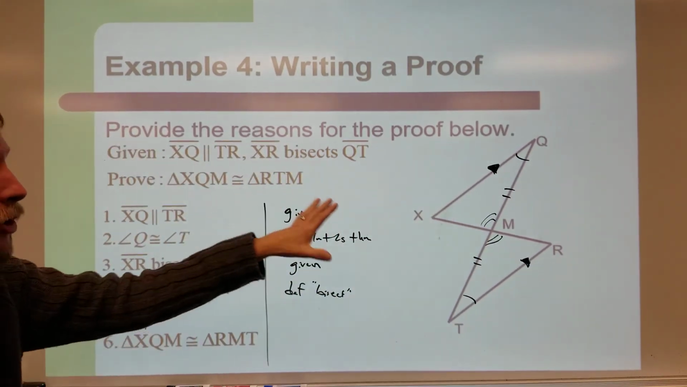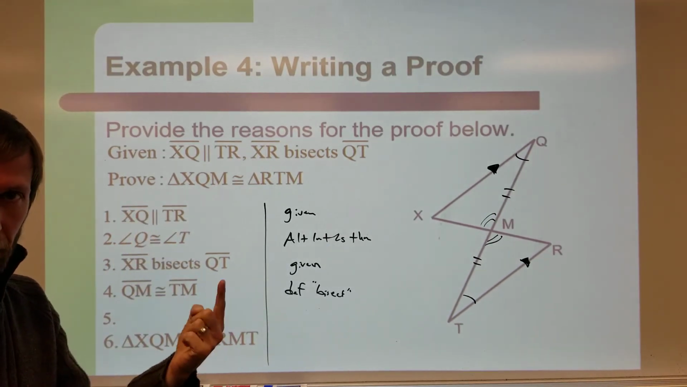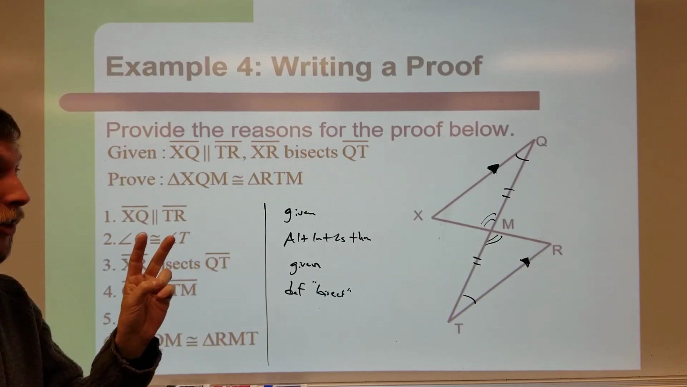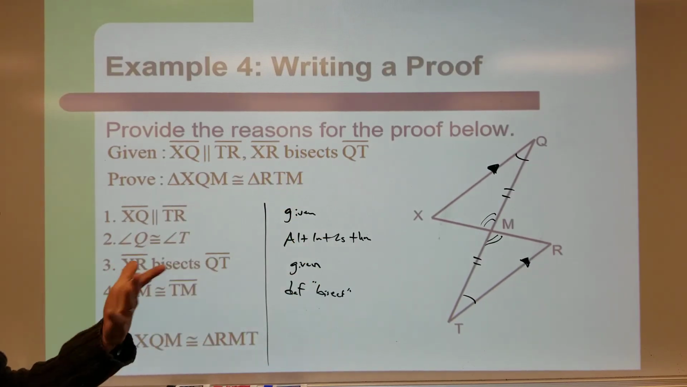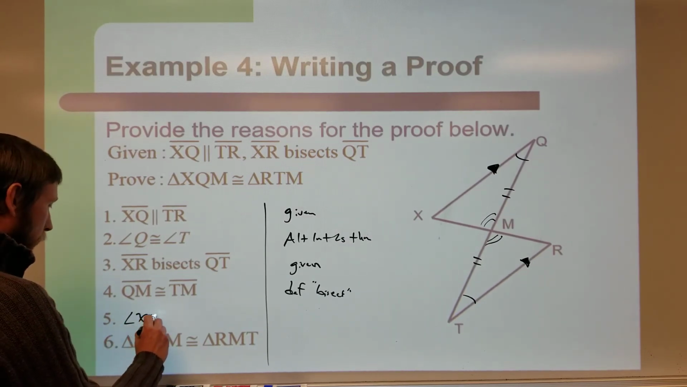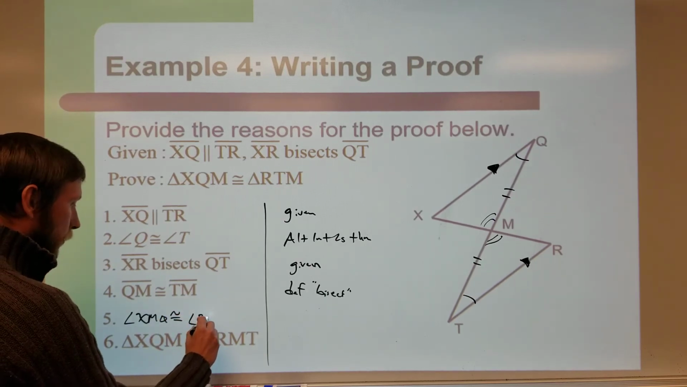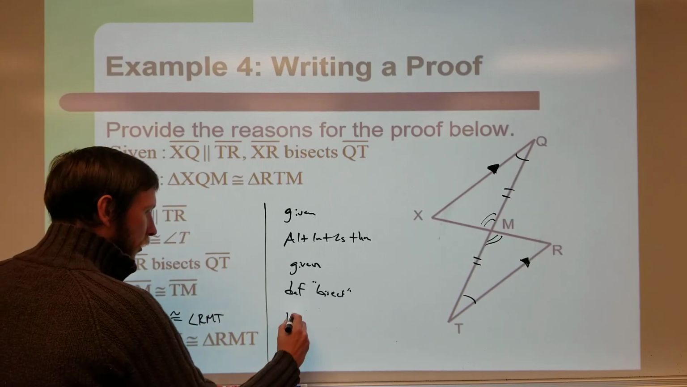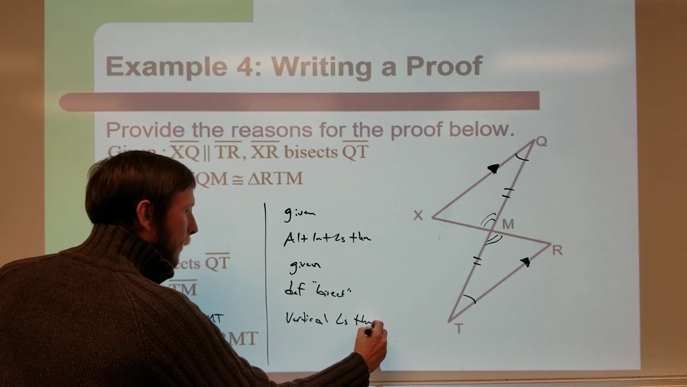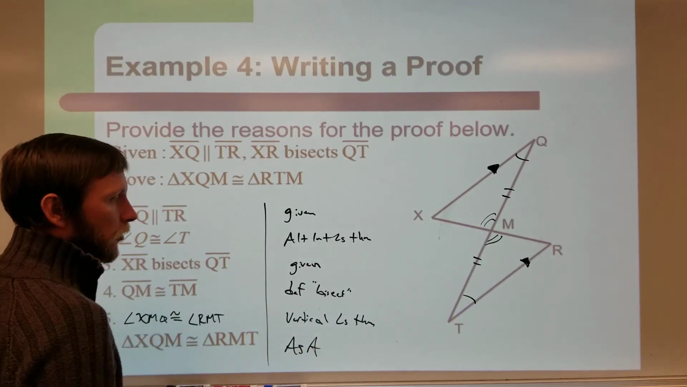I'm going to use the angles around M for 2 reasons. One, I want to make sure that you remember to apply the vertical angles theorem. And then 2, I want to make sure that you know how to name angles using 3 letters, because I can't just say angle M is congruent to angle M. I've got to use all 3 letters there. So I'm going to say angle XMQ is congruent to angle RMT. And the reason there is the vertical angles theorem. And then these triangles are going to be congruent, in this case, by angle, side, angle.